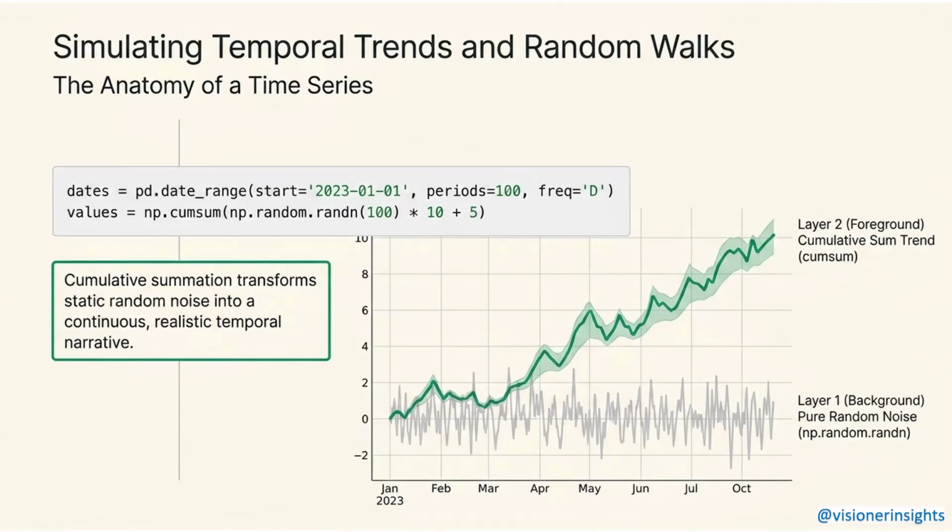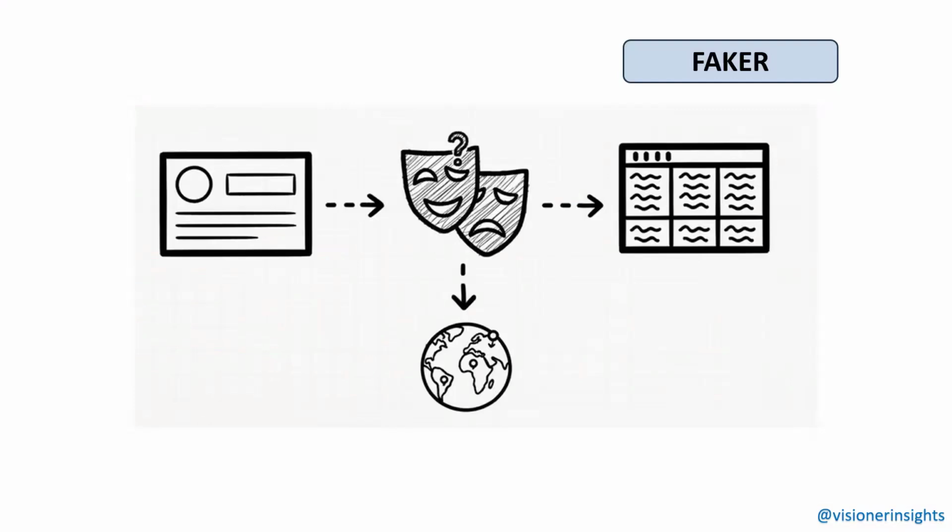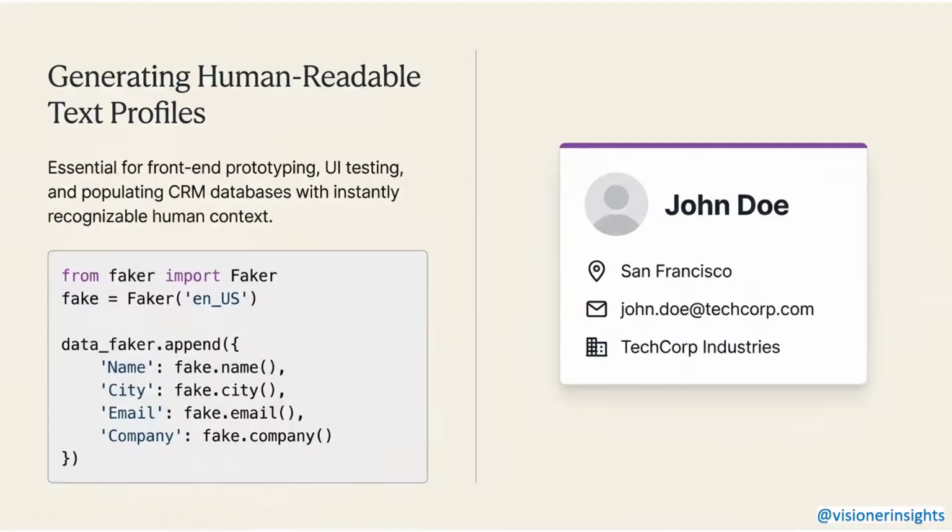It's so cool. Our final tool is Faker, and its job is simple but so crucial. Make our data look real to a human being. It generates totally plausible but completely fake names, addresses, emails, you name it, all that stuff we call personally identifiable information, or PII. And just look at how easy this is.